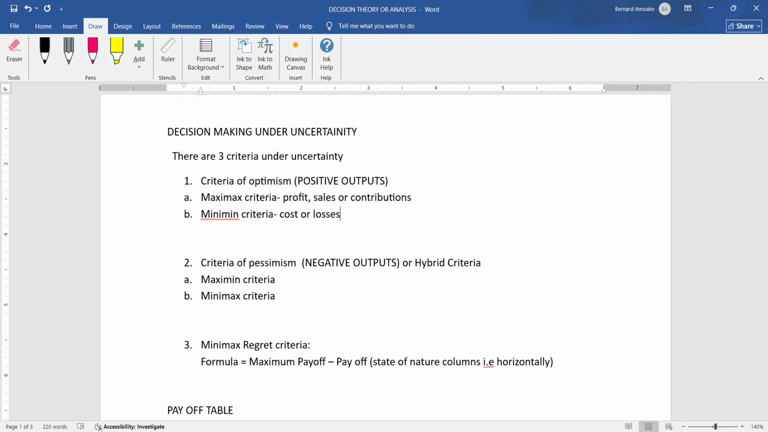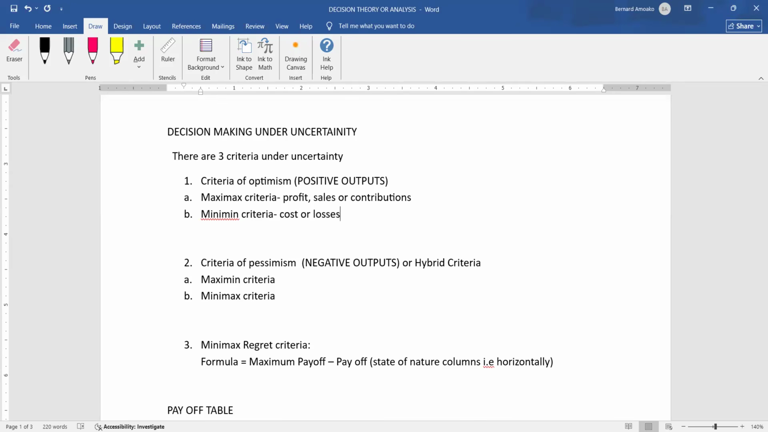So if you're making a loss, or if the table given you is a loss table or a cost table, and then you are asked to find the optimism or the positive criteria, they are telling you to do what we call the minimin. So just make sure you have read through the information, and once they state the optimism and all that, you know what we're talking about.